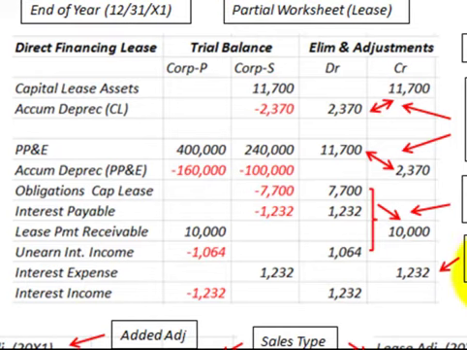But what we're going to look at next here are the adjustments that would have to be made in addition to these adjustments that are normally made here, and those adjustments are going to be for this sales type lease here for the profit that was recognized.